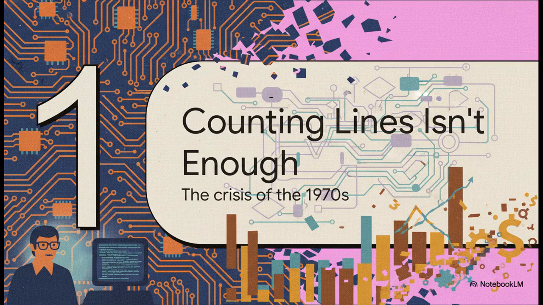Okay, so let's set the scene. We're back in the 1970s. Software is starting to run pretty much everything. We're talking banks, power grids, you name it. But here's the problem. The engineers were basically flying blind. They had no reliable way to find the ticking time bombs hidden in their own systems. Those specific parts of the code that were going to be an absolute nightmare to test and just suck up all the money and time.